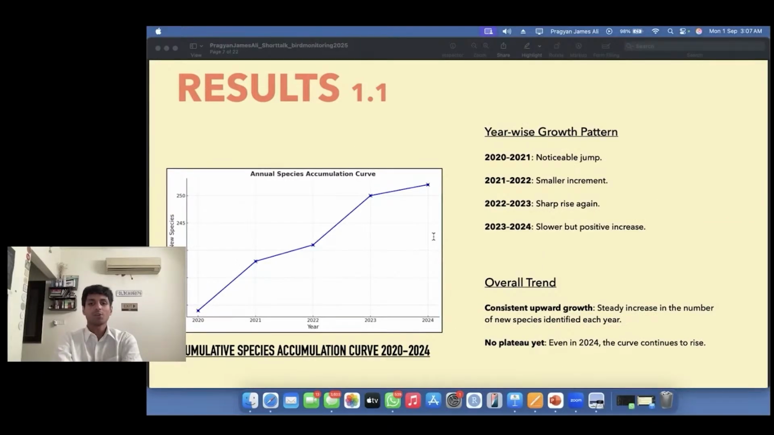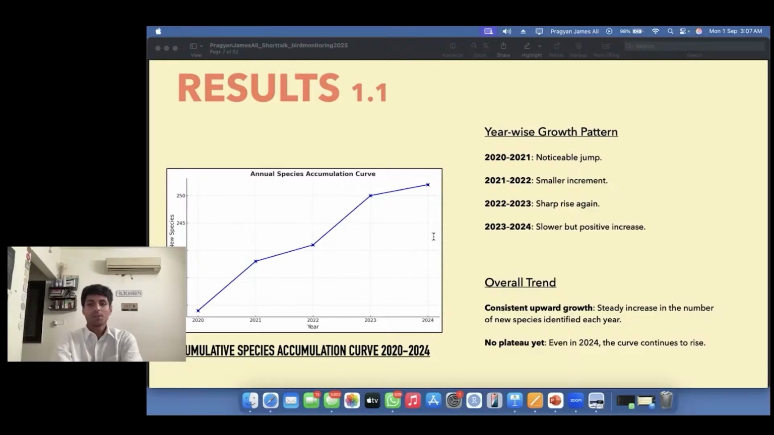The first thing that I wanted to see from the eBird data was the cumulative accumulation of species throughout the years. As we can see in the graph, there is a steady increase in the number of species identified each year. In 2020 and 2021, we see a noticeable jump of approximately 7 to 8 new species, which shows a strong initial survey effort. In 2021 and 2022, we see a smaller rise, which may suggest reduced sampling efforts or fewer easily discoverable species remaining.